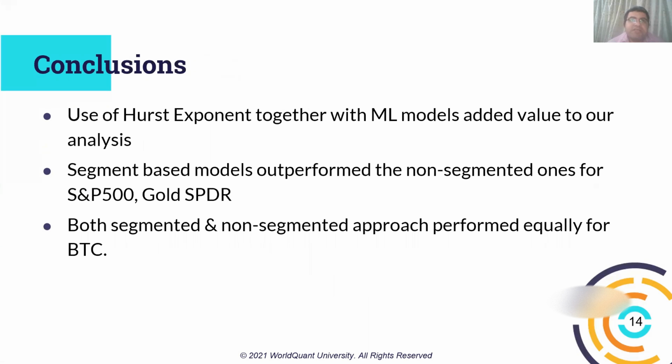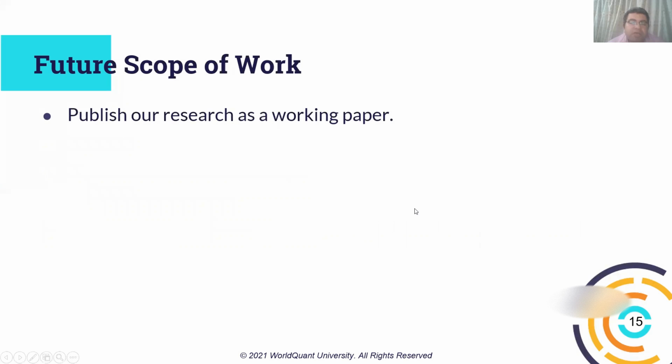Conclusion of the project: the use of the Hurst exponent together with machine learning models adds value to our analysis. Segmented-based models outperformed the non-segmented ones for S&P 500 and gold. Both segmented and non-segmented approaches performed equally for Bitcoin. For future scope of the work, we are planning to publish our paper as a working paper, but of course we need to do some fine adjustments to it.